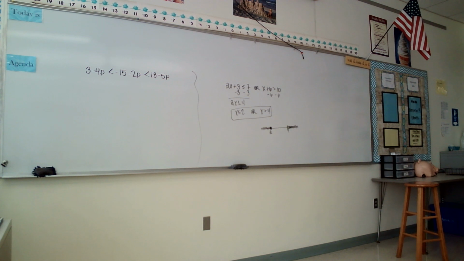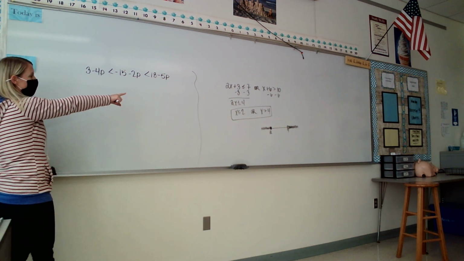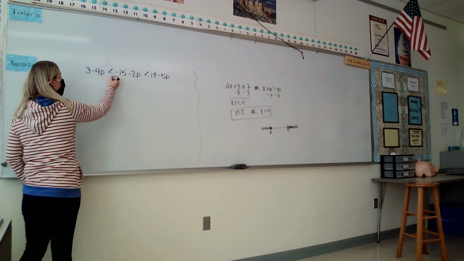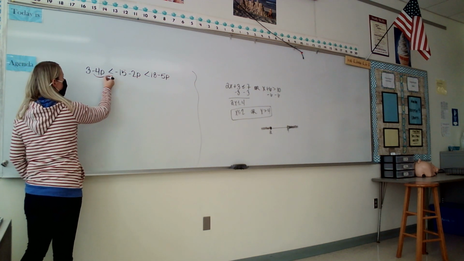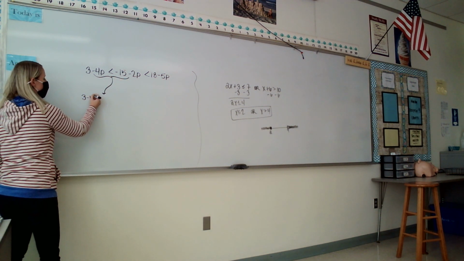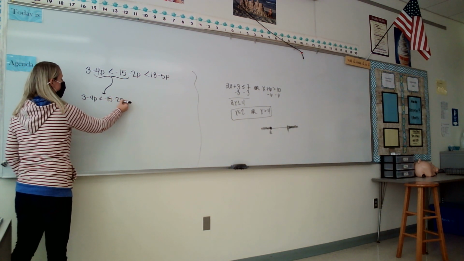So we need a way to set up a problem when this happens. There are too many variables going on, and there's no way to really isolate them. I guess I can keep moving them around, but that's not going to help. So if you see this happen, you are going to do what we did in the other one. It was split into two. We're going to do the same thing here. We are going to look at this inequality, and we're just going to take these two. We would get 3 minus 4p is less than negative 15 minus 2p.